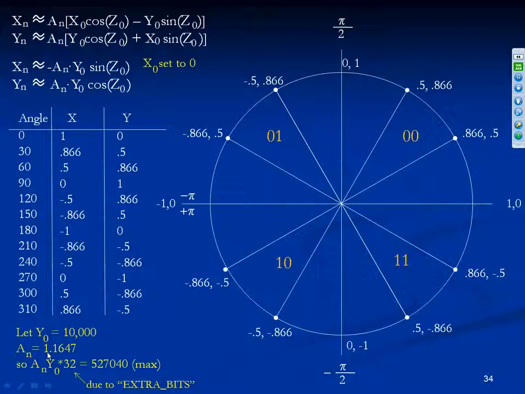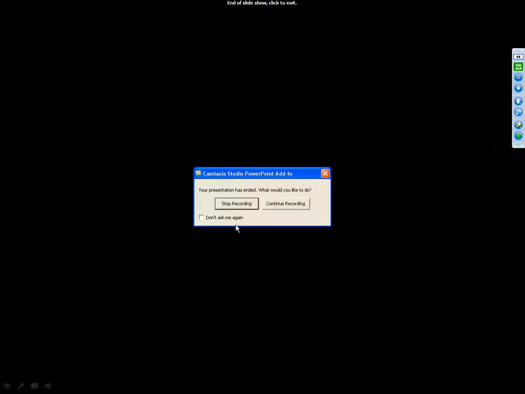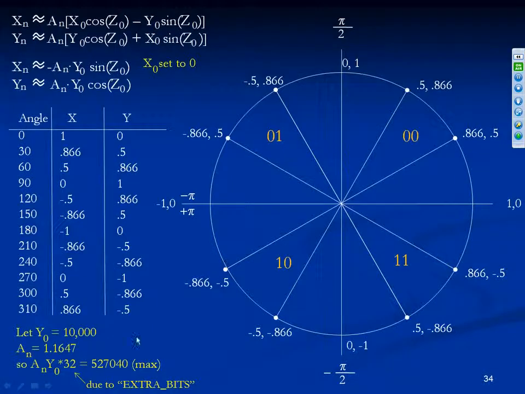So our a sub n is 1.647. I wrote that wrong, I'm sorry. I just did this just before we started class. So our a sub n times our y sub n times 32. Remember, we divided by 2 and then we shifted left by 6. So that's the same as the shift left by 5, so it's the same as multiplying by 32.